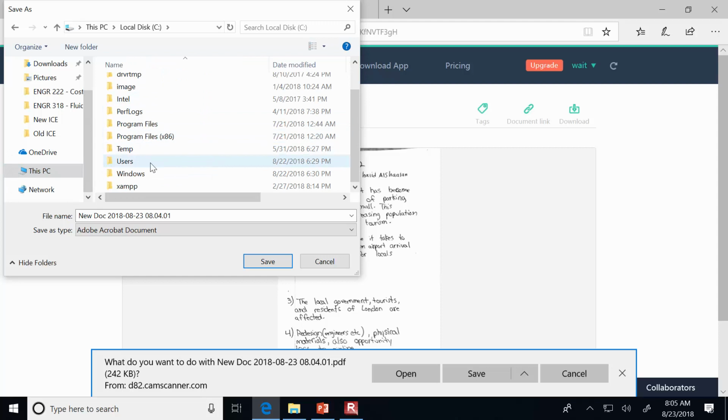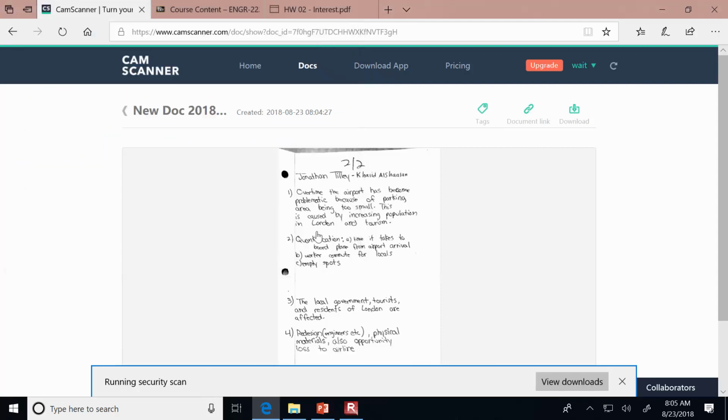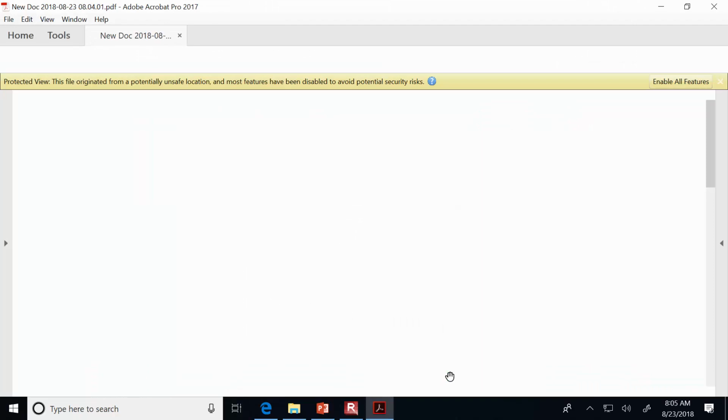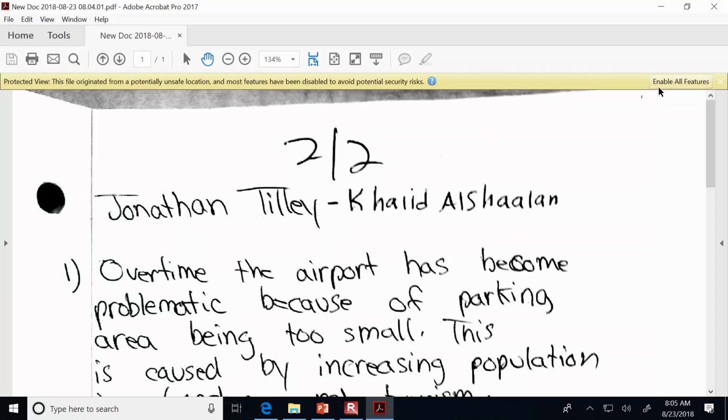I'm just going to put this in a temporary folder because I don't necessarily want to see it again. And once it's downloaded, you can put it on MU Online. And let's just take a look and see how that turned out. Okay, so that's absolutely sharp enough that the grader would be able to see it.